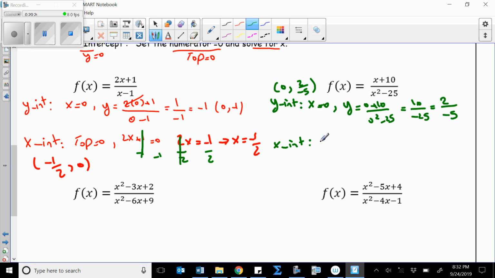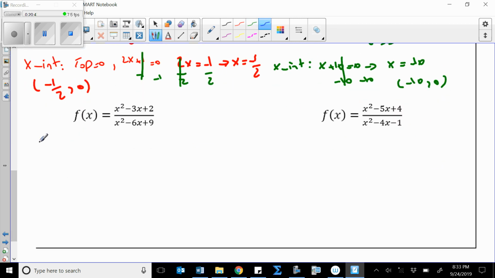Now what is my x-intercept? For the x-intercept, you just set the top equal to 0. x plus 10 equal to 0. Then you solve for x. Subtract 10 from both sides. Then x will be negative 10. This is your x-intercept: negative 10 and 0.